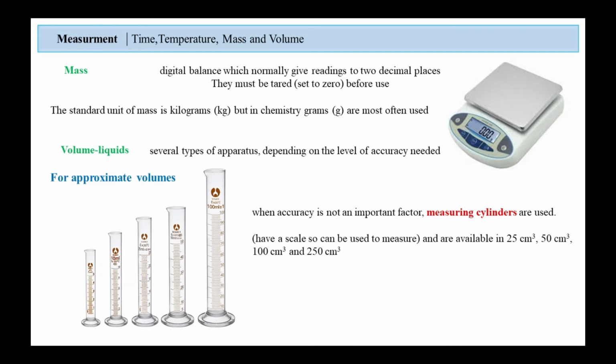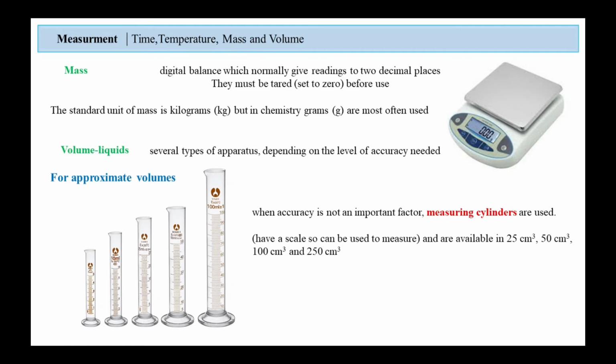For the measurement of mass, we use a digital balance, and it gives readings to two decimal places. Generally, this kind of balance must be tared before use, which means that it needs to be set to zero before each use. The standard unit of mass is the kilogram, but in chemistry, grams are the most often used.